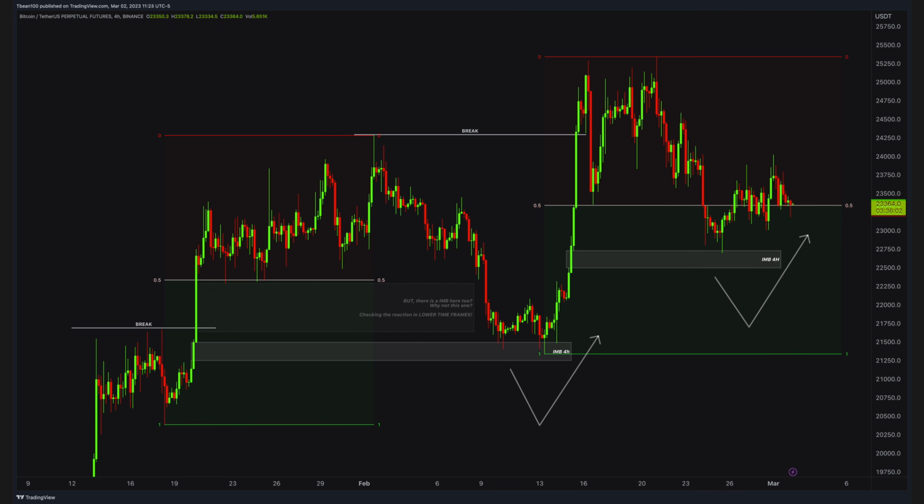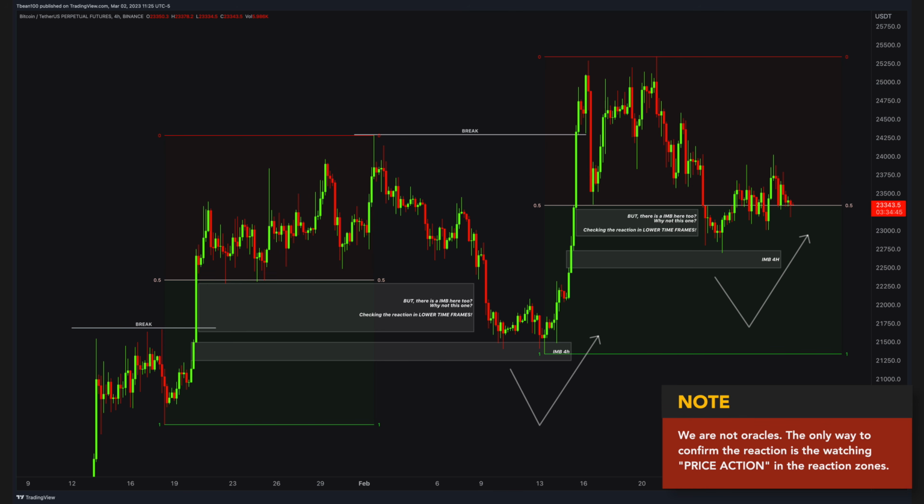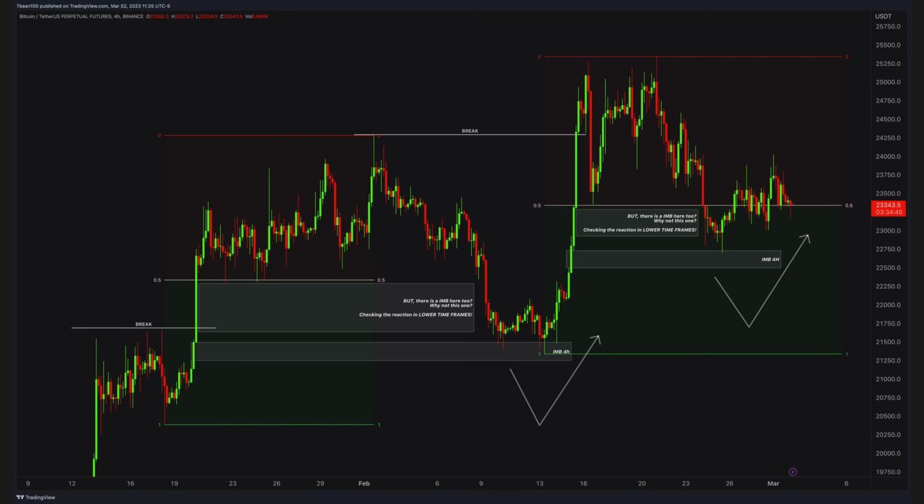Now, of course, you may ask this, but there are other imbalances here. Which imbalance will work? How to know this? In my opinion, any imbalance may work and may not work. We do not know this until the price reaches the imbalance and shows a kind of resistance in the area. The best way to analyze this is to enter lower time frames and make a further analysis if the price is willing to react or not. Let's check the latest price action and imbalance reaction on this area.